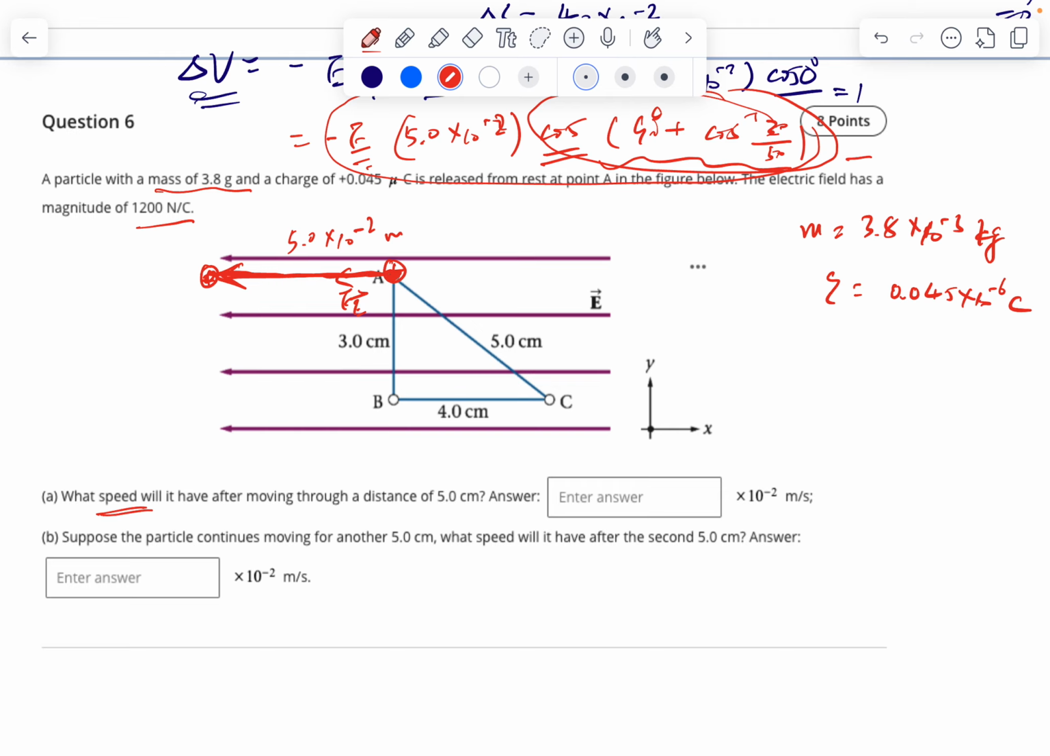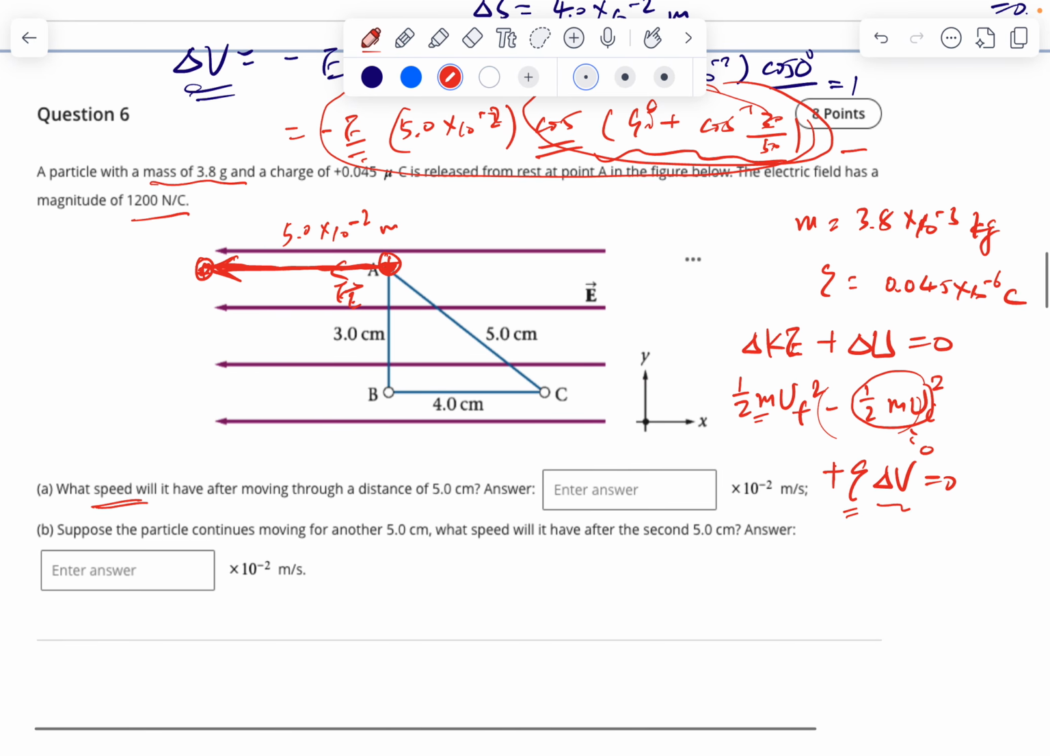We are looking for the speed, and this kind of problem we use energy conservation. Energy conservation tells you the change of kinetic energy plus the change of potential energy equals 0. The change of kinetic energy is 1/2 m v final squared minus 1/2 m v initial squared, and the initial is 0, so this whole term is 0, plus Q delta V equals 0. We know the mass of the charge and the amount of charge, and we need to know delta V.